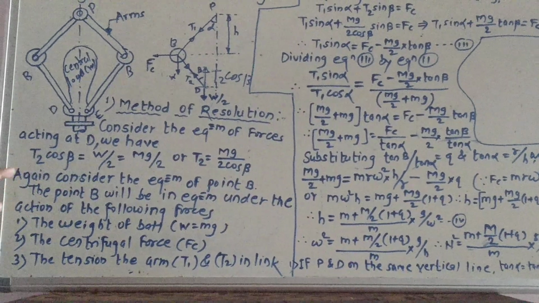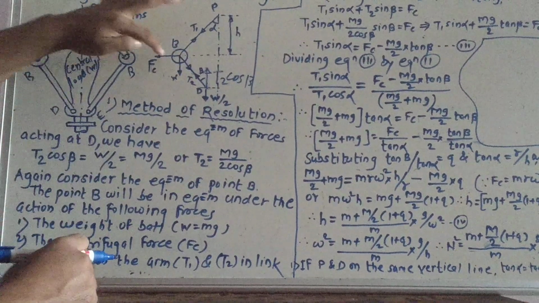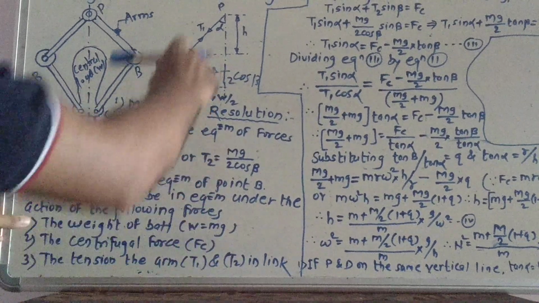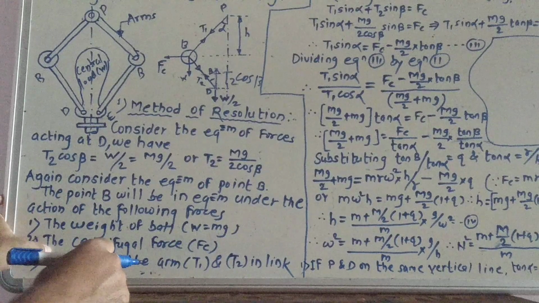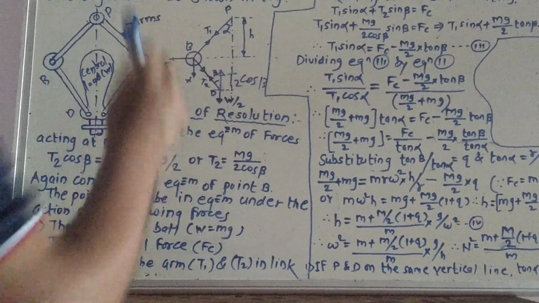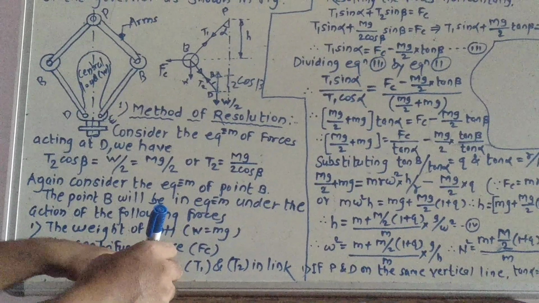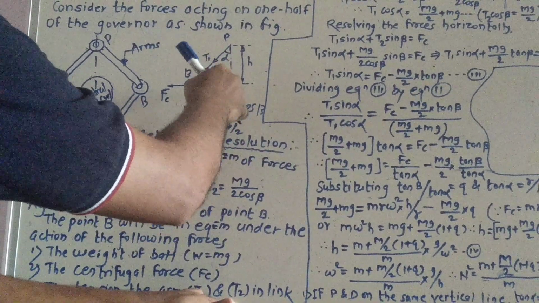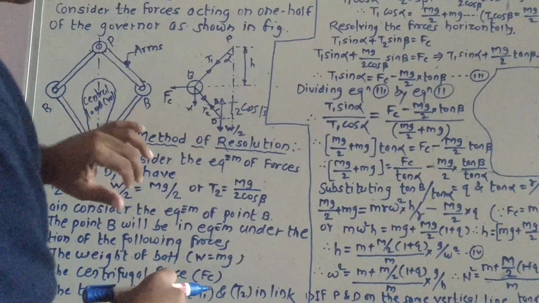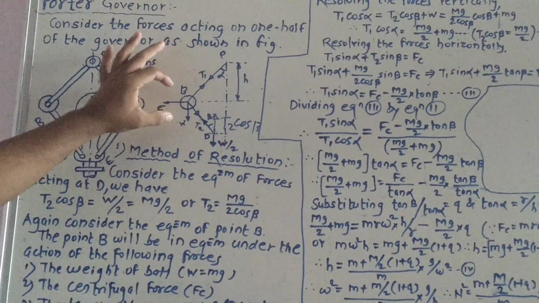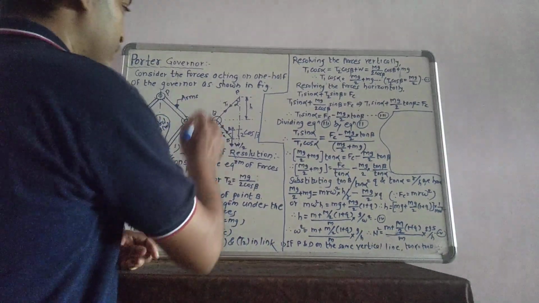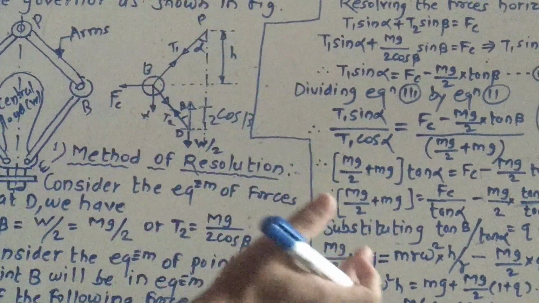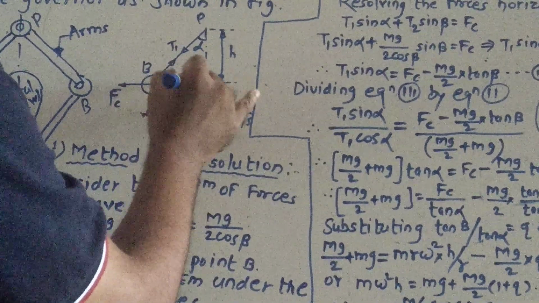Now again consider the equilibrium of the point B. This point B will remain in equilibrium under the action of four forces. First one, the weight of the ball acts in downward direction. The centrifugal force Fc acts in outward direction. Then the tension in the arm T1 and T2 in the link. Then resolving the forces vertically and equating the same, it is very important to resolve this tension T1 as well as T2 along the horizontal direction as well as in vertical direction, like this one.